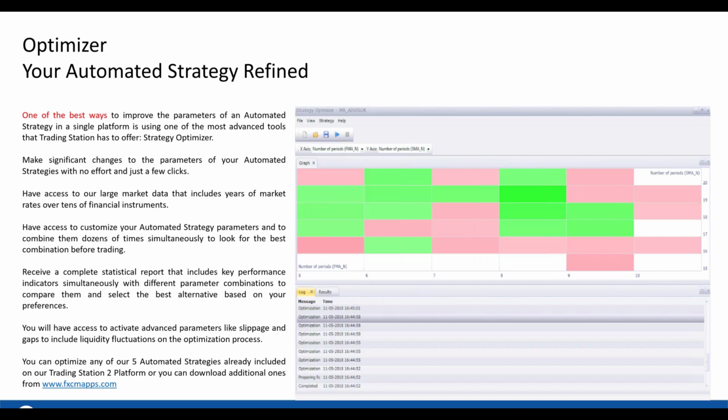Have access to customize your automated strategy parameters and to combine them dozens of times simultaneously to look for the best combination before trading. Receive a complete statistical report that includes key performance indicators simultaneously with different parameter combinations to compare them and select the best alternative based on your preference. You will have access to activate advanced parameters like slippage and gaps to include liquidity fluctuations on the optimization process. And you can optimize any of our 5 automated strategies already included on our Trading Station 2 platform, or you can download additional ones from www.fxcmapps.com.